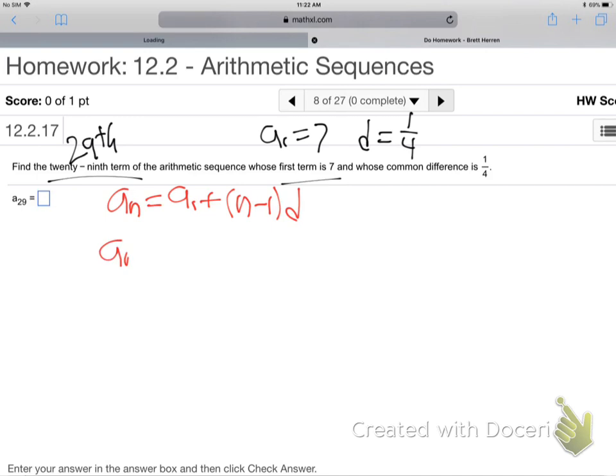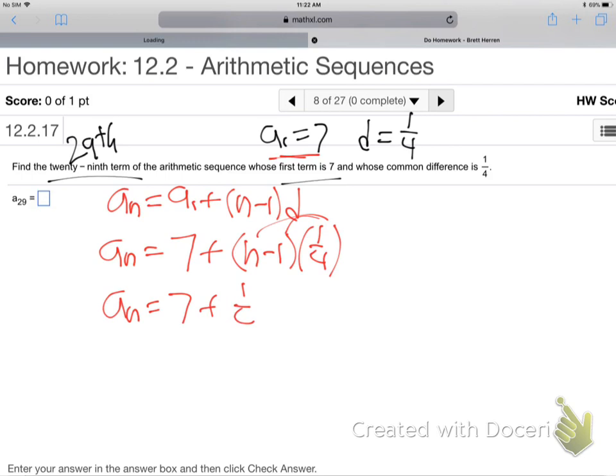So what do we got here? A1, which is 7, plus n minus 1. D is a fourth. It might be easier to just use decimals, but it's whatever, either way. So 7 plus distribute. So 1/4 n minus a fourth. Good so far. What's 7 take away a fourth?